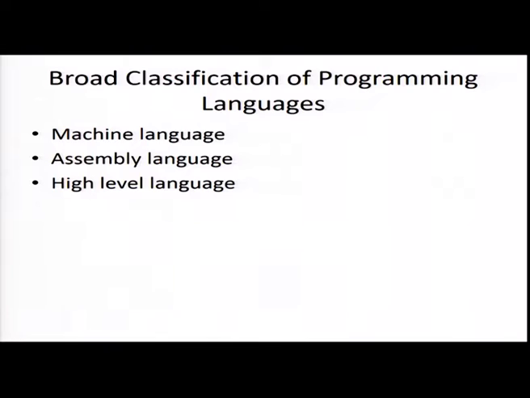Now let us see the broad classifications of the programming languages. It is broadly classified into three different types. One is called the low level language or the machine language. The second one is said to be the assembly language. The third classification is said to be the high level language.